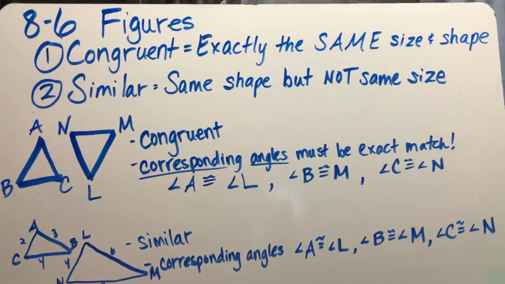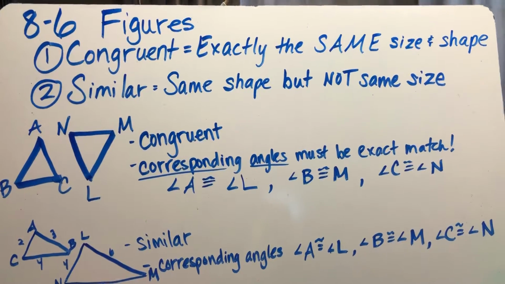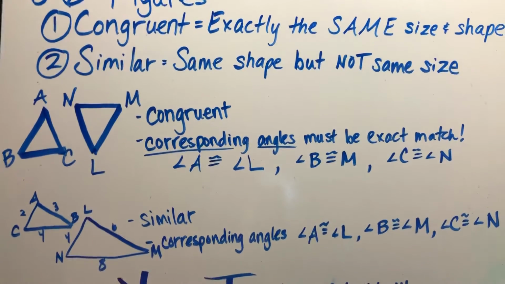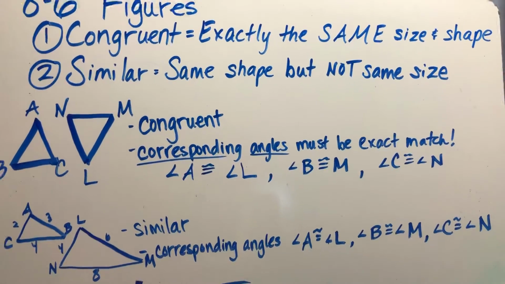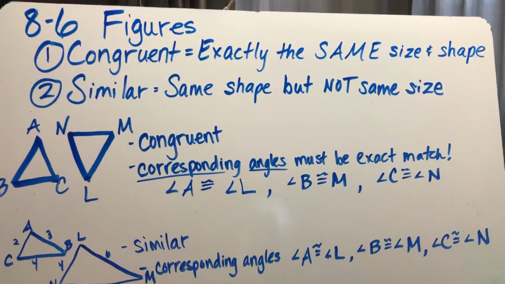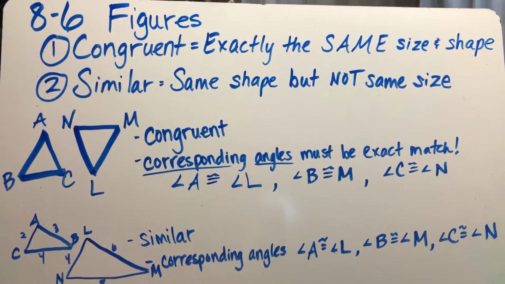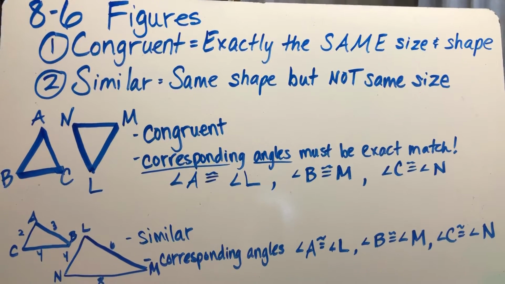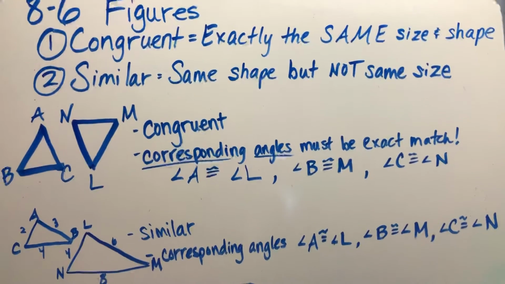The other kind of figures you have are similar figures. Similar meaning they have the same shape, but they're not going to be the same size. They're going to have a proportion to each other. So you have to find out the proportion that the original shape has to the second shape. So that's going to be what you figure out today.